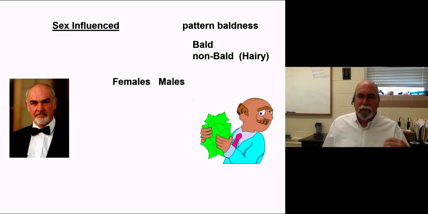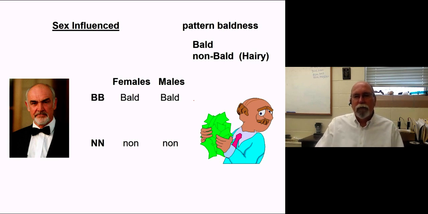But to get to the genetics of it, if we take males and females, if you receive two normal or non-balding alleles, you're going to have hair, right? That's the way it works. If you receive the balding allele, now both males and females are going to be bald. Even in this case, the females are generally less bald than the males. This is a full bald male right here, or I am as well. But they will be bald.